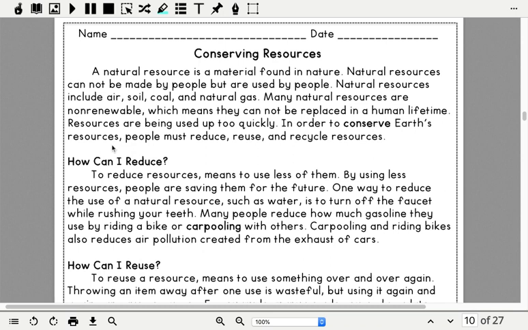In order to conserve Earth's resources, people must reduce, reuse, and recycle resources. How can I reduce? To reduce resources means to use less of them. By using less resources, people are saving them for the future. One way to reduce the use of a natural resource, such as water, is to turn off the faucet while brushing your teeth. Many people reduce how much gasoline they use by riding a bike or carpooling with others. Carpooling and riding bikes also reduces air pollution created from the exhaust of cars.